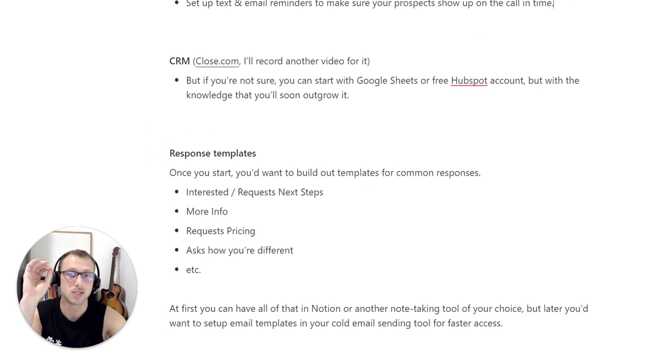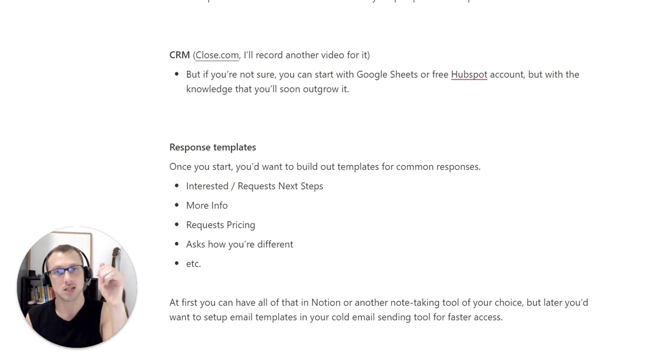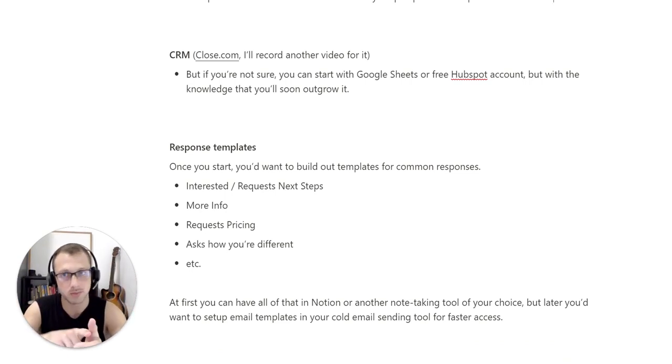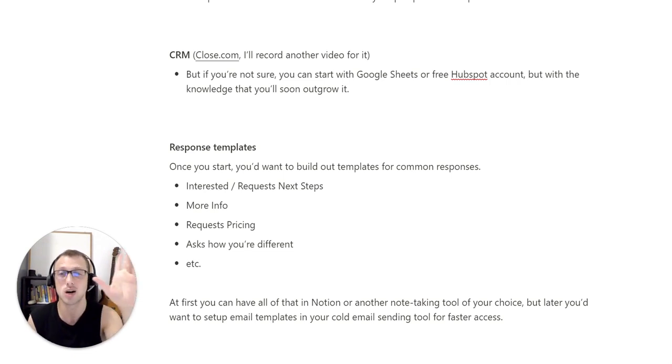Cool. Next, response templates. Once you start, you want to start building out templates for common responses you'll get from people. So let's say you reach out to them via cold email and they say, hey, I'm interested. They ask for the next step. Prepare a response for that. They want more info. They request pricing. They request to see a demo. They ask how you're different from XYZ competitor, etc. There are only so many of them. It's between 5 and 8 for each market. They're the most common ones. So build it out. Write a positive response template, and you can use Notion or another note-taking tool of your choice.